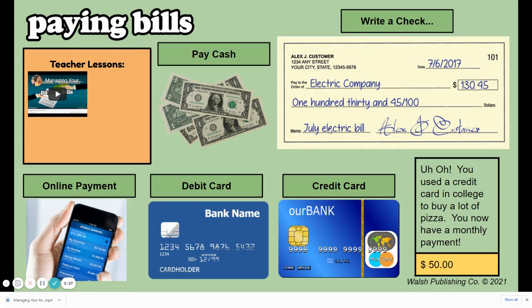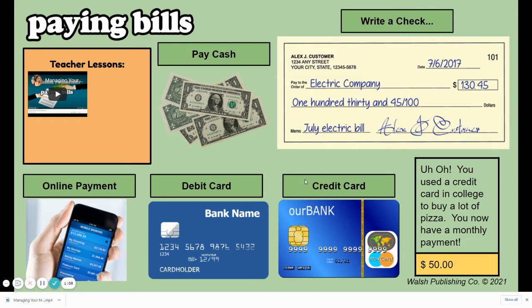For this particular assignment, you are going to need to do two things. The first thing is if you look in the bottom right-hand part of this page, it says, uh-oh, you used a credit card in college to buy a lot of pizza. You now have a monthly payment. This means that in college, you made the choice to borrow money from the bank by using a credit card. And now you are still making payments on those choices and that pizza that you had even 1, 2, 3, 4, 5 years ago. Because with a credit card, you keep paying until you get to a zero balance.